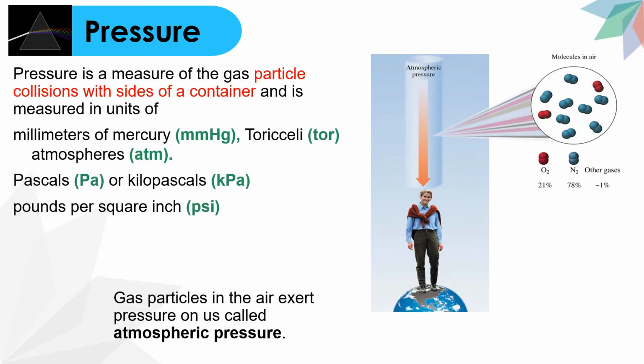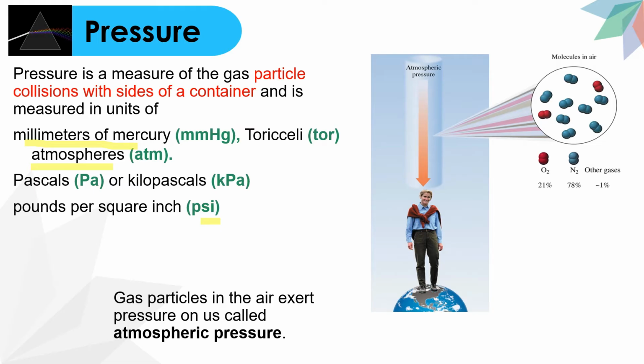So, it is a measure of the gas particle collisions with the sides of a container. And usually, it is expressed by the following units of measurement. So, pwedeng gamitin yung millimeters of mercury, or yung kanyang abbreviation is mmHg. Pwede rin naman yung torricelli or torr, atmosphere or atm, pascals or Pa, kilopascals or kPa, and pound per square inch or psi.